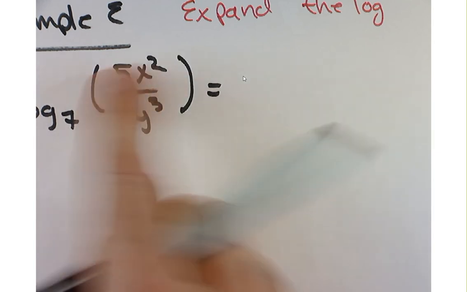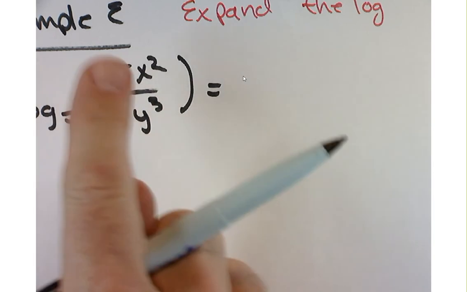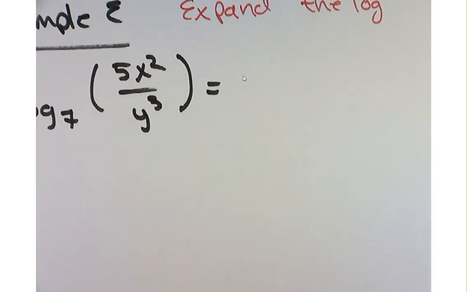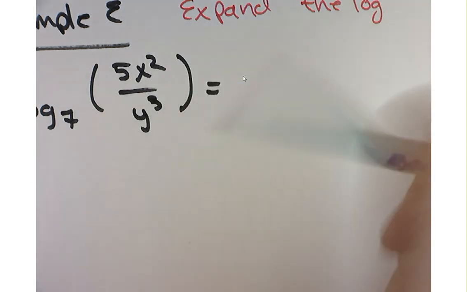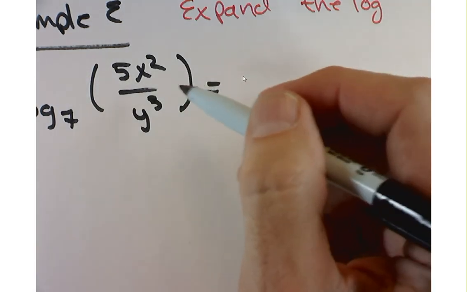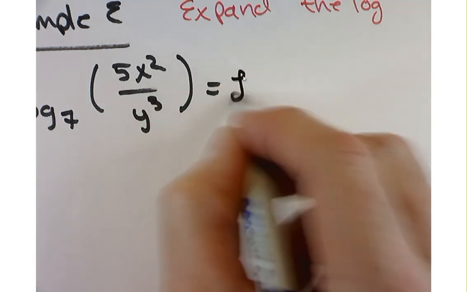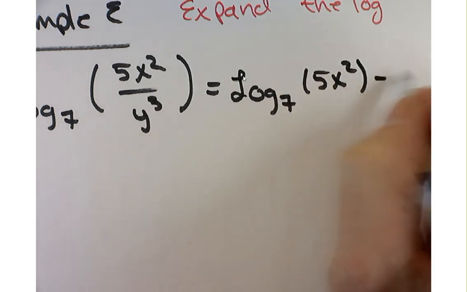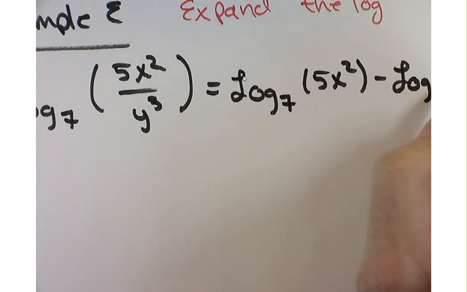You can't use the product rule because I don't have something times something else by itself. So you have to start out with the quotient rule. And the quotient rule says you're going to rewrite this as the log of the numerator, which is 5x squared, minus the log of the denominator.